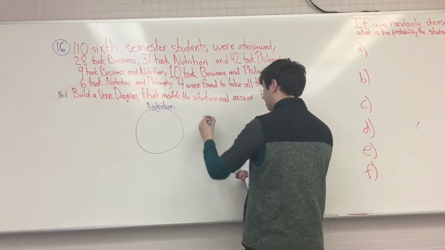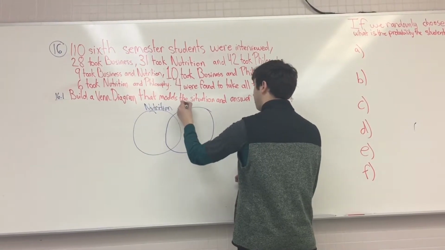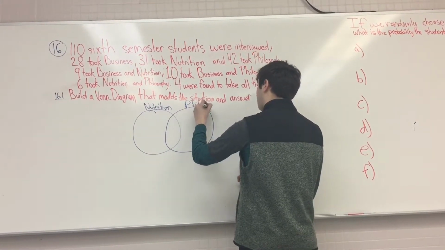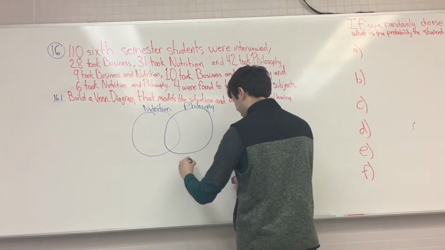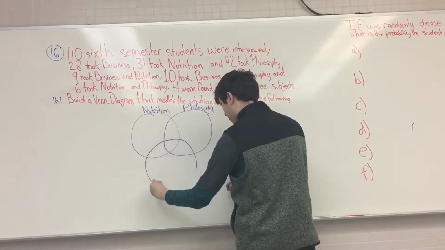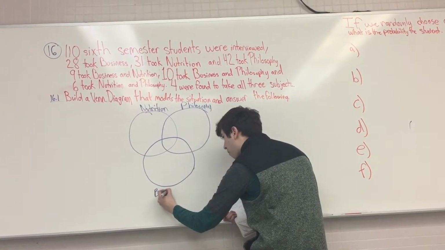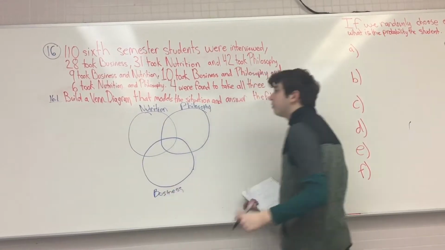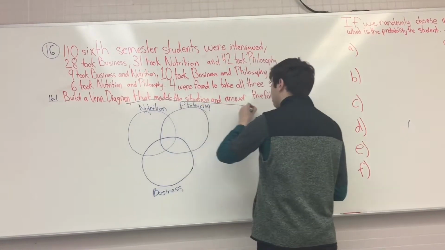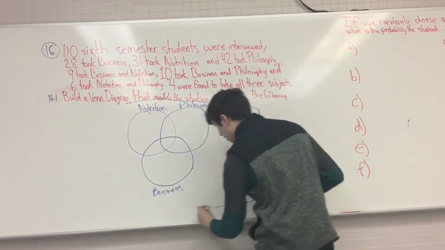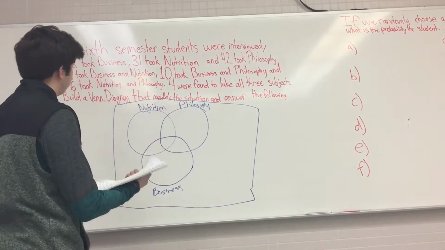Then another one here. This one is for philosophy. And the third one is for business. So you will need to intersect here. And here you write business. And don't forget to always box your Venn diagram. So here we box it. And we read it once more to understand.